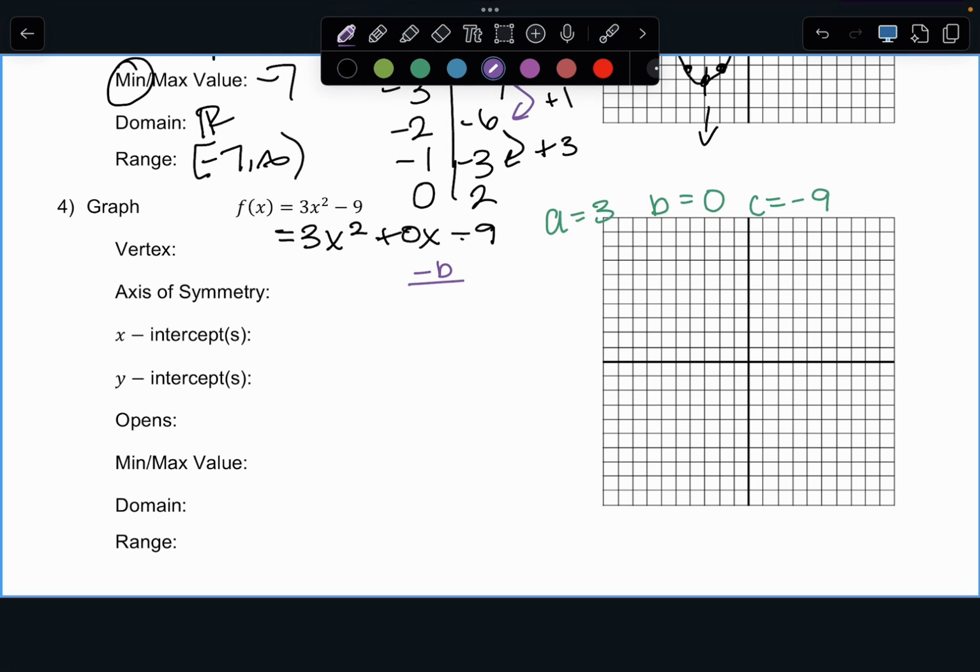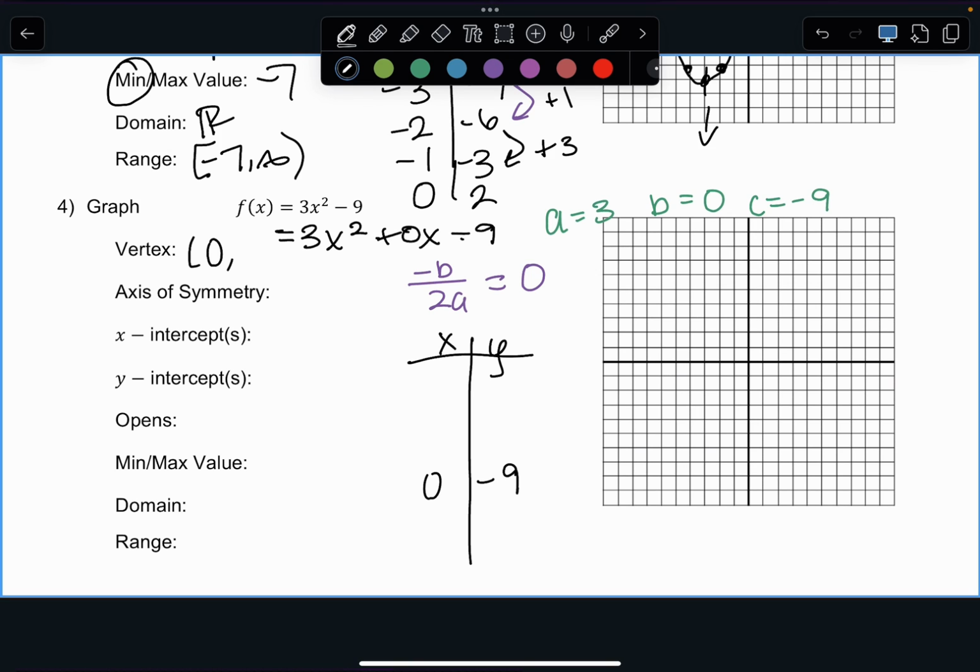This one's going to be pretty quick. Negative b over 2a for my vertex. Negative 0 divided by anything is just 0. So no matter what we divide by, this is going to be 0. Do I really have to plug that 0 back in? No, because I know for a fact that (0, c) is a point. What's c? Negative 9.